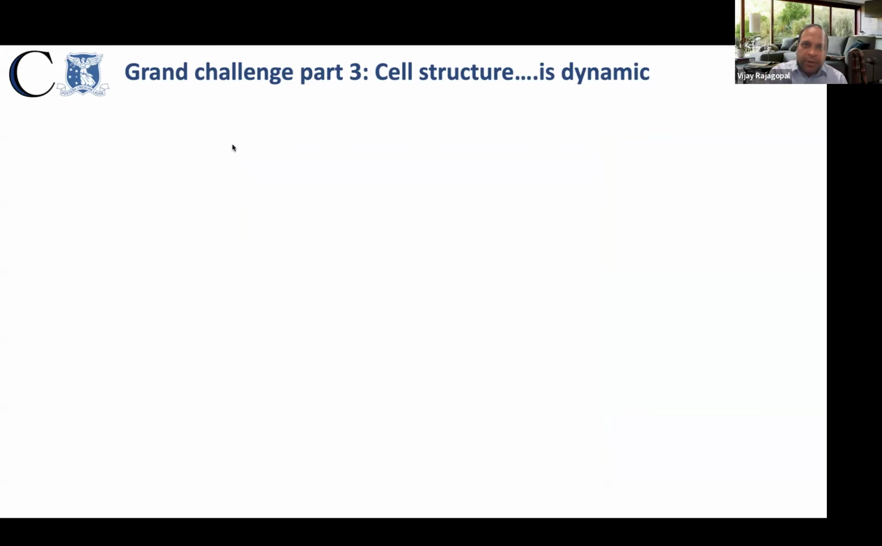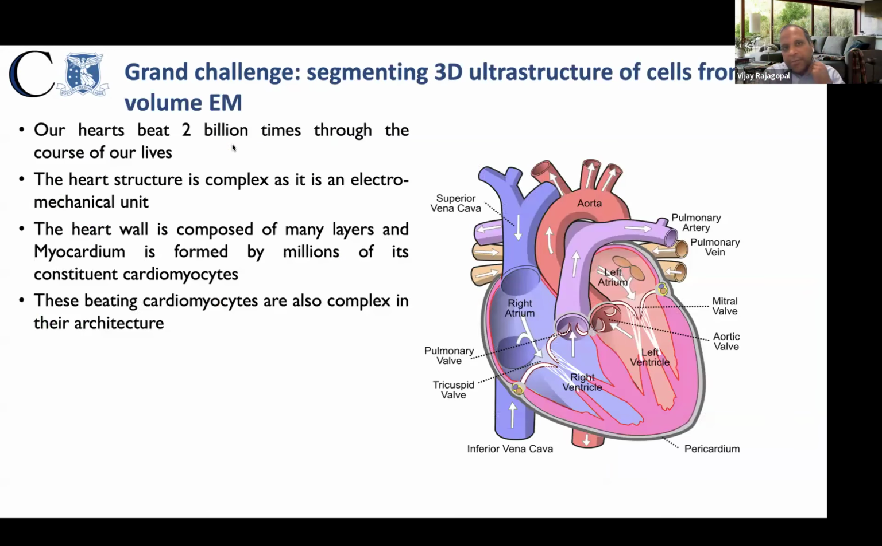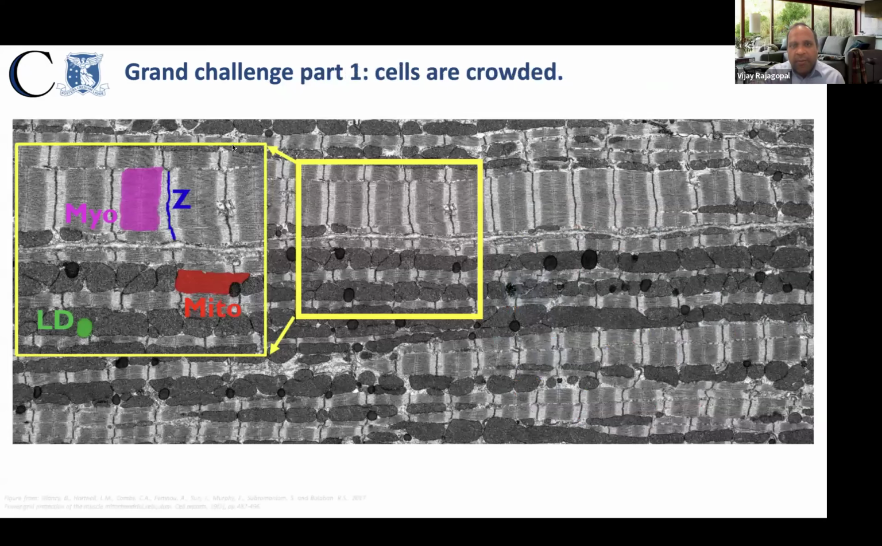So what I'm going to do now is go through some of the work we've done using AI in addressing these challenges. I'll start with the problem of cells being crowded, and I want to give a brief overview of what we're talking about, just to give you some context and the significance of what we're doing. What I'm going to talk about is segmenting electron microscopy images of muscle cells. So these are heart muscle cells.